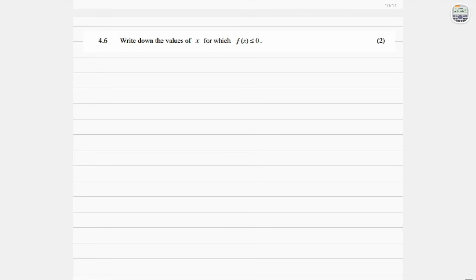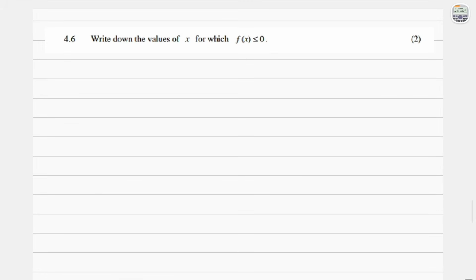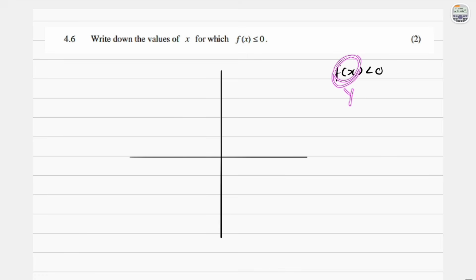Question 4.6 says, write down the values of x for which f of x is less than or equal to 0. Okay, let's just speak about what this means first. So f of x refers to y values. So they're asking you to tell them the values of x for which your y values are less than or equal to 0. Let's speak about less than 0, where f of x is less than 0. So when f of x, meaning the y values of this graph, are less than 0, which axis are you going to focus on? You'd focus on the y-axis because this is where we have y values.